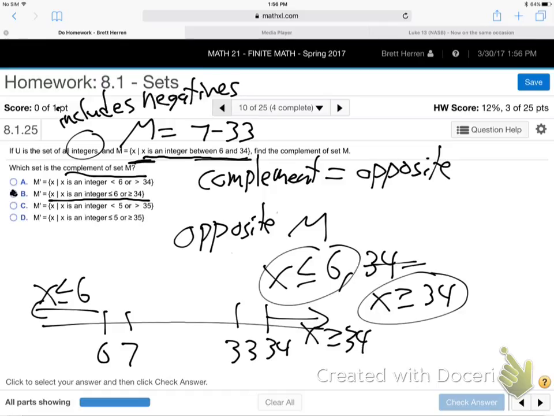Does that make sense? Because M goes from here to here, from 7 to 33, doesn't it? M is from 7 to 33. So the opposite of M would be everything 6 on down, less than or equal to 6, and 34 on up, greater than or equal to 34. It's the opposite of M.